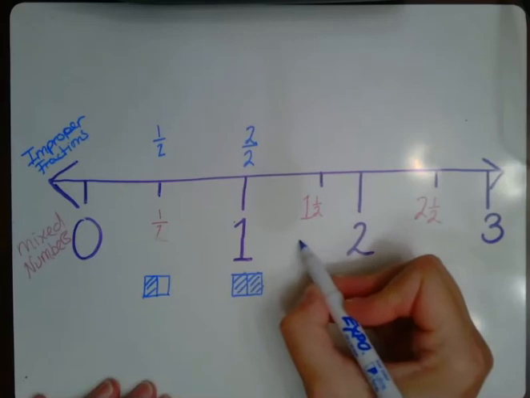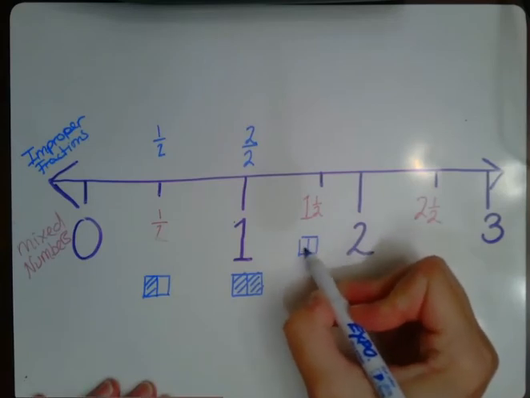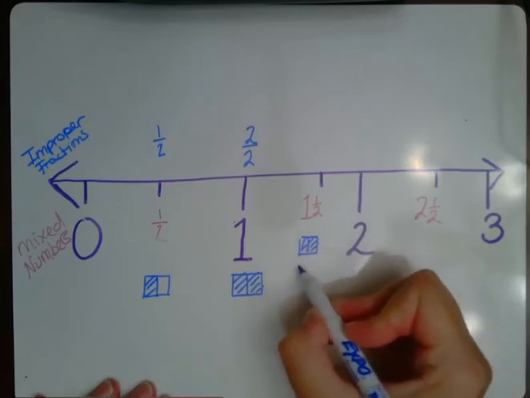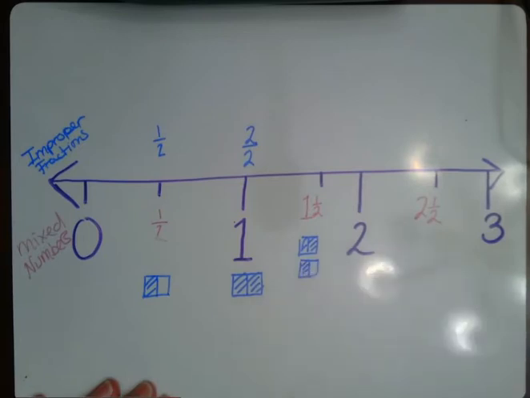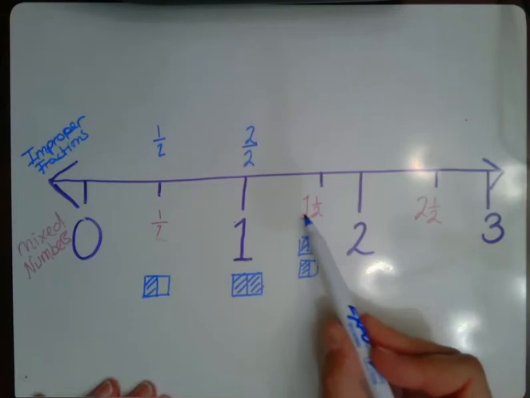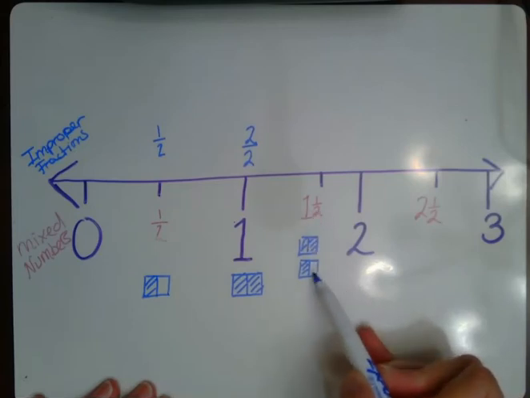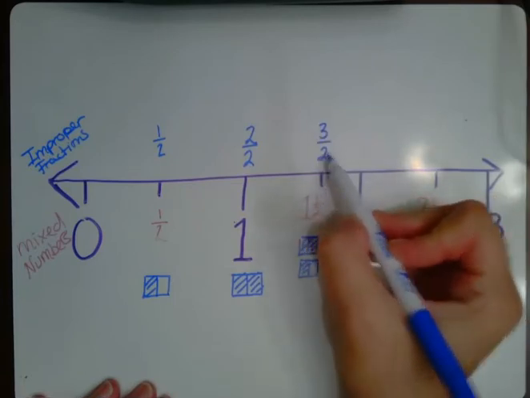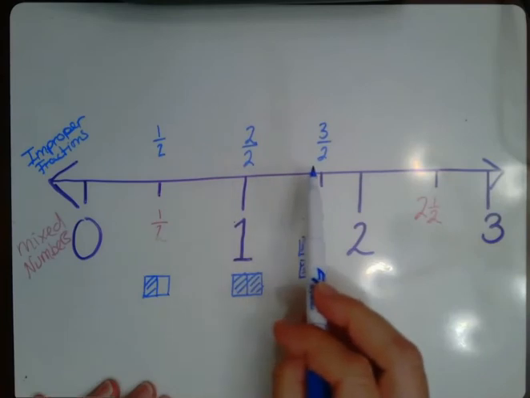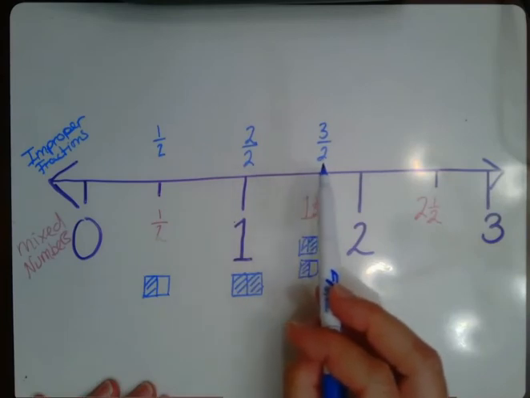When I get to 1 1/2, that means I have 1 whole model shaded in plus 1/2 of a model. So I have 1 1/2, 1 whole model and a half, but I also have 1, 2, 3 halves shaded in. And now you can start to see how I'm creating my improper fractions.